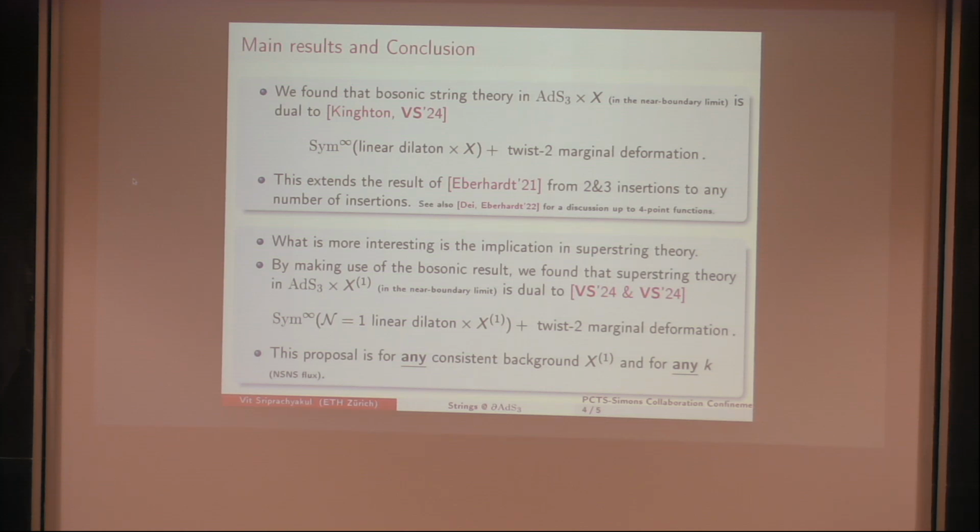Right. So there are two points that I would like to emphasize for this supersymmetric proposal. First is that the proposed duality is valid for any consistent background. And when I say consistent, I mean that these compact directions have to satisfy the string criticality. So the central charge of AdS3 plus that of X has to be 15. But apart from this condition, this proposal should work without any other constraints.